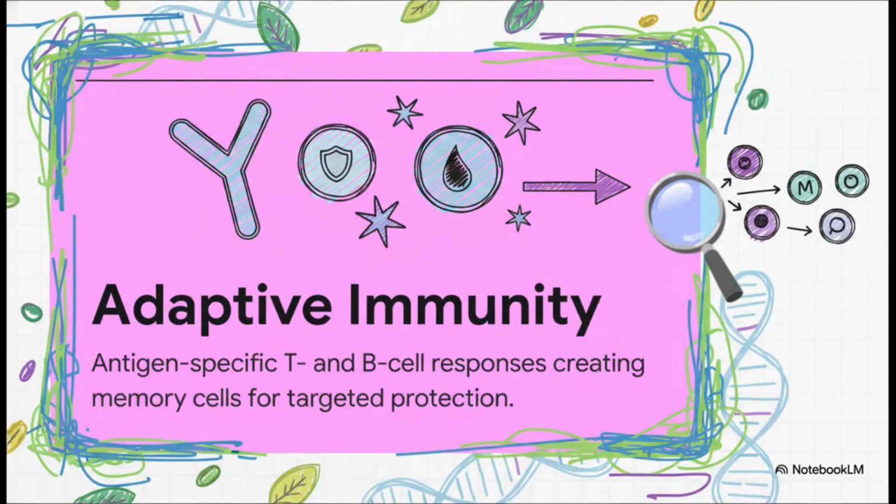This system executes antigen-specific T cell and B cell responses, relying heavily on specialized CD4 positive and CD8 positive cells. The adaptive system possesses a unique capacity, generating long-lived memory cells. These cells remain primed for highly targeted protection against specific pathogens or even tumor cells during future exposures. This gives the body long-term biological resilience.